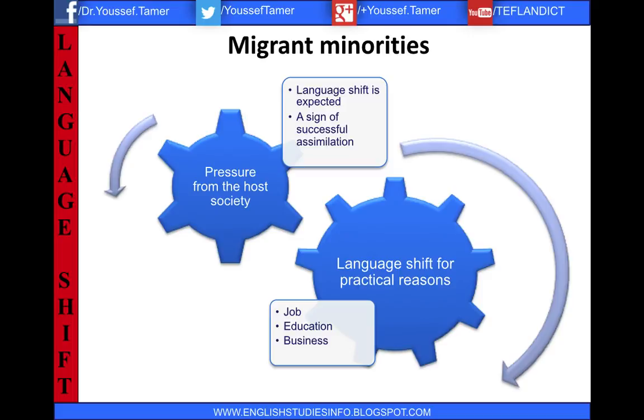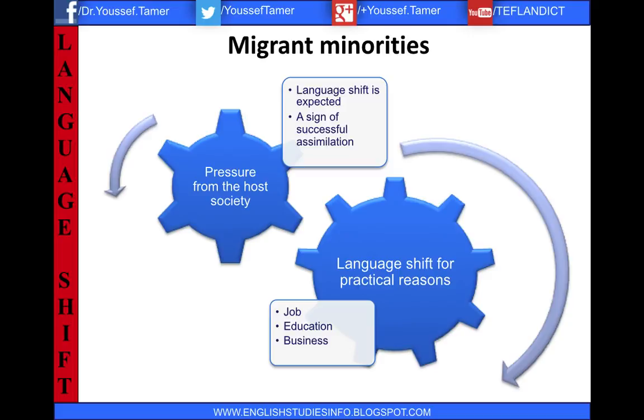These reasons are due to two categories. You can see the first category is pressure from the host society. For example, you have Moroccans living now in France. They have a kind of pressure from the host society because it's a majority. So the minority usually needs to adopt the language of the majority in order to integrate into the community, into schools, into businesses, into culture, and so on and so forth. So there is pressure from the host society, and this pressure leads to language shift. Language shift is expected.